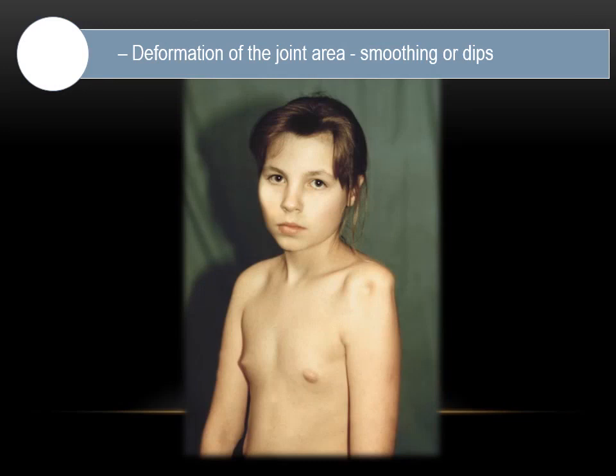Here, pay attention, a photo of a child. He has a sunken soft tissue in the area of the shoulder joint, just in the form of a navel. There is a symptom of umbilication.